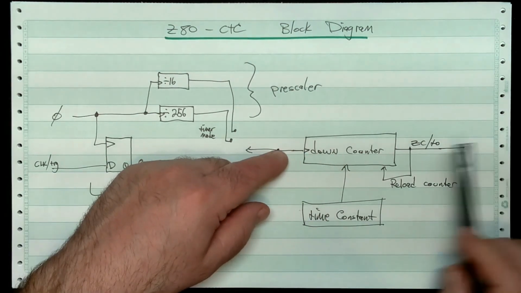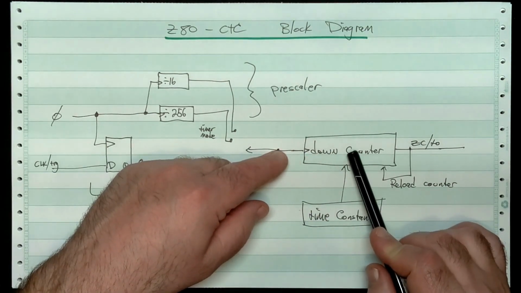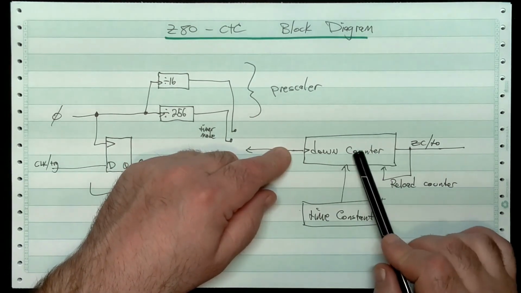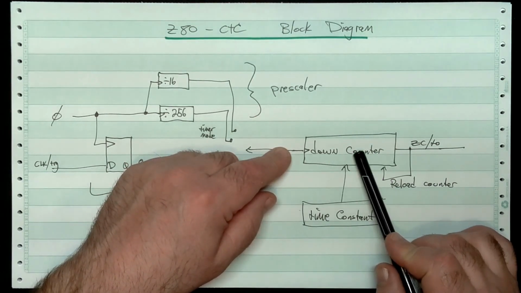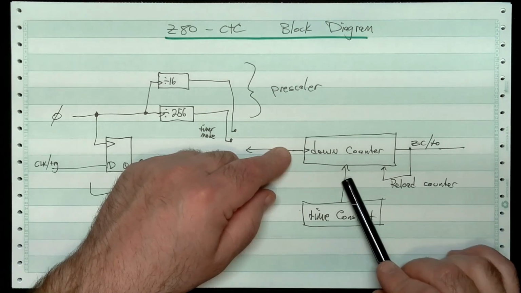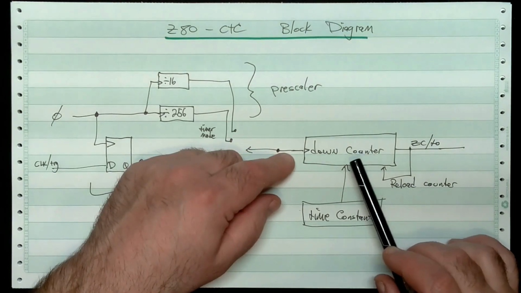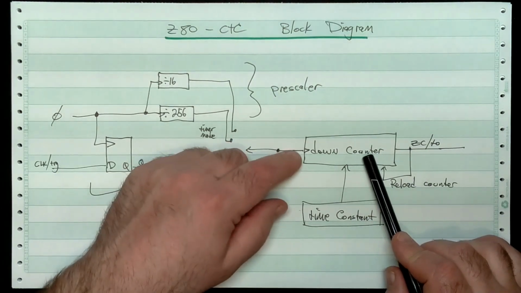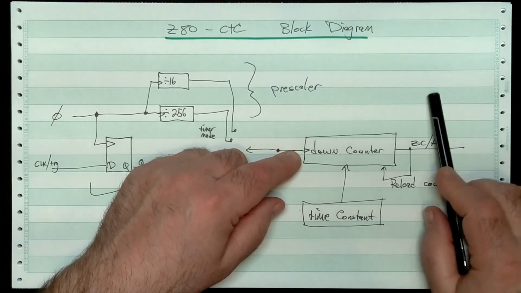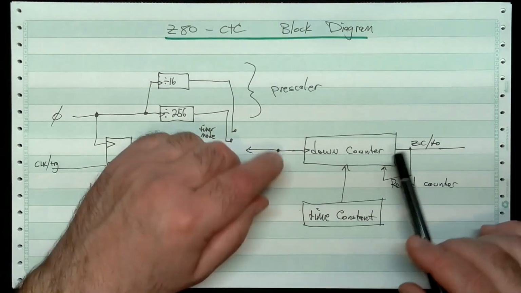Next tick comes along. The 2 becomes a 1. Next time it becomes a 0. This goes high. It reloads itself with a 2. Next time it counts, it goes to a 1. Next time it counts, it goes to a 0. And this goes high, reloads, and it goes on and on and on, okay?